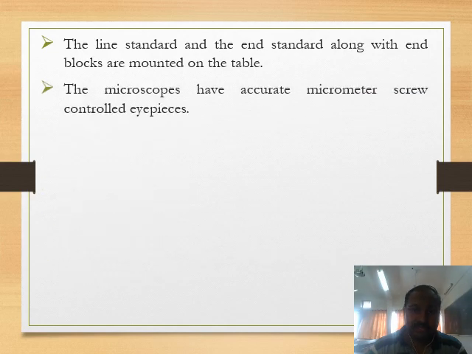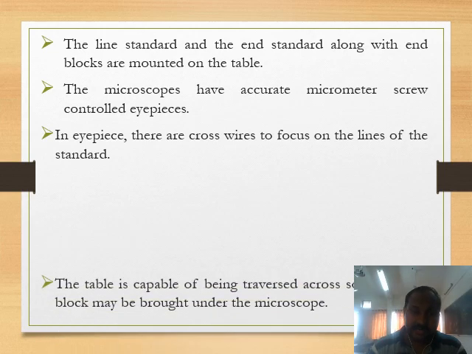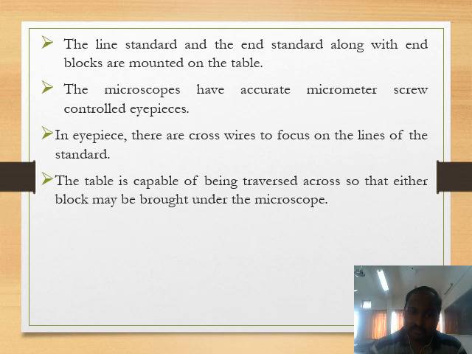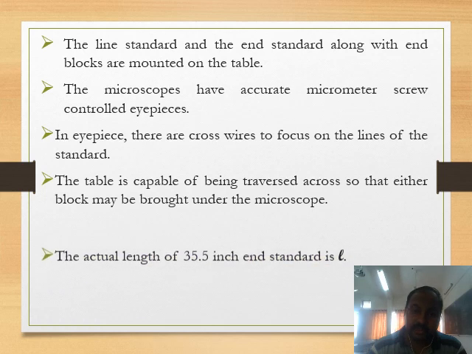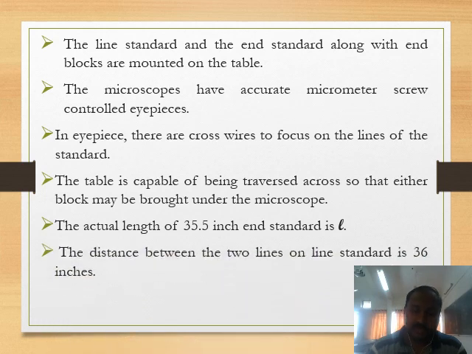The line standard and end standard along with the end blocks are mounted on a table, and the microscopes having highly accurate micrometer screw controlled eyepieces are taken. Those two microscopes with cross wires are made to focus on the lines of the standard, that is, on the half-inch block. The table is capable of being traversed so that either block may be brought under the microscope. The actual length of the 35.5 inch end standard is taken as L. The distance between the two lines on the line standard is 36 inches.